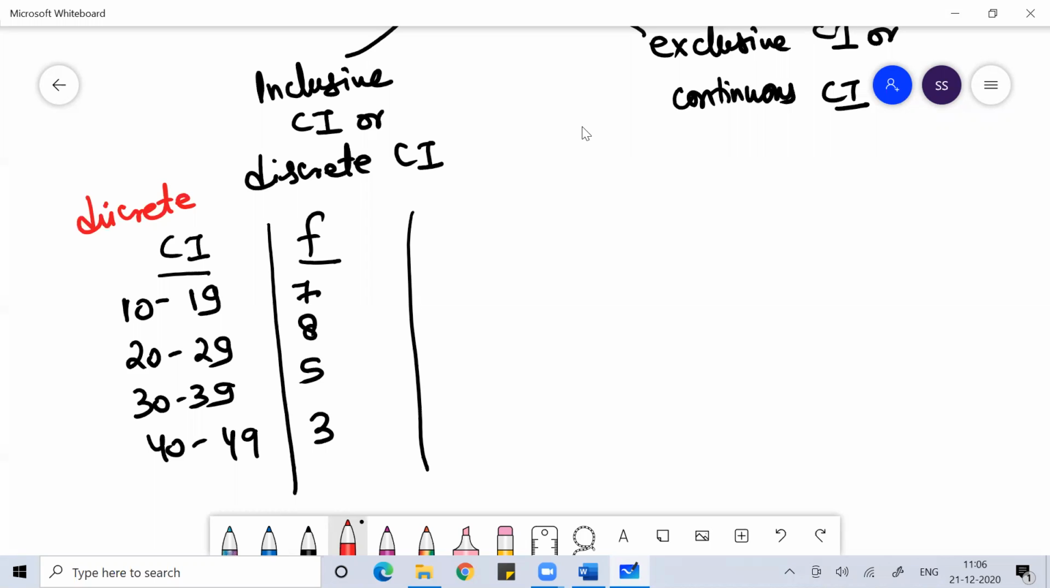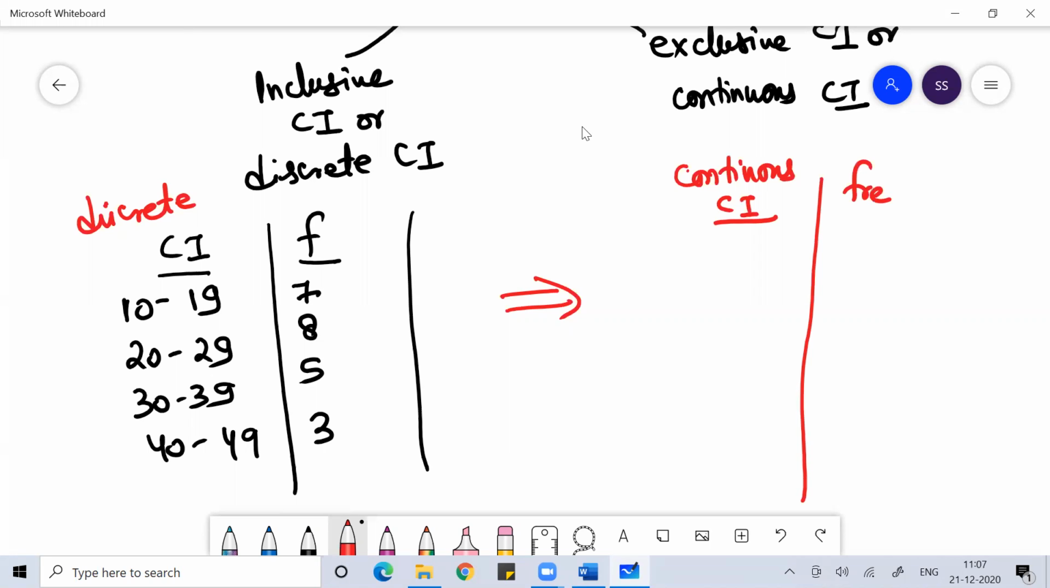Okay, everyone. Whenever we are trying to solve a problem, make sure your data is not in the form of discrete class interval. You have to convert the data from discrete class interval into continuous class interval. Your data should be in the form of continuous class interval with continuous frequency. That is a very important thing.